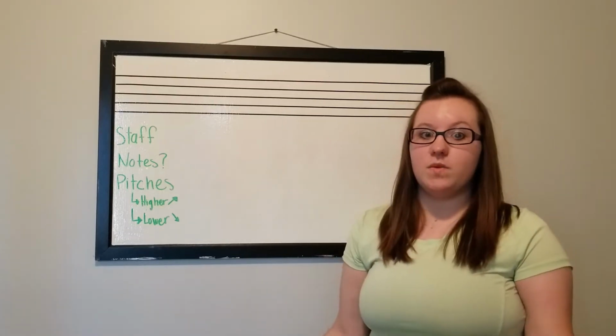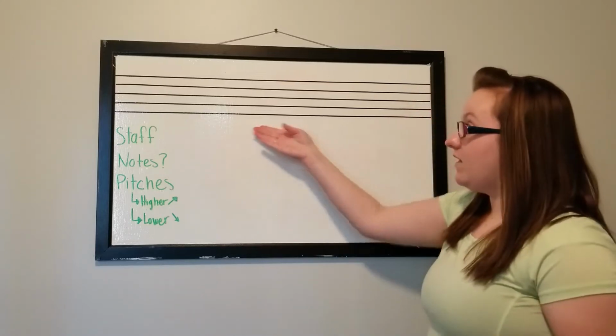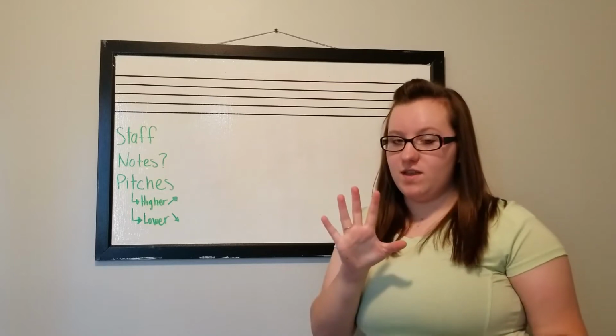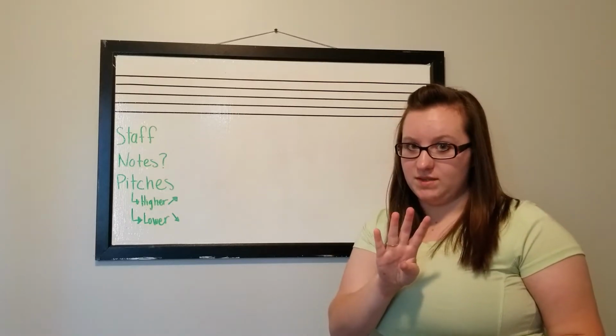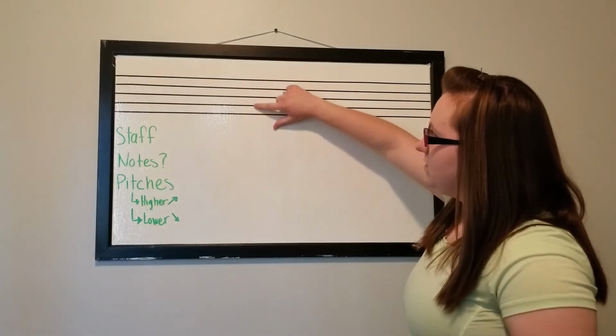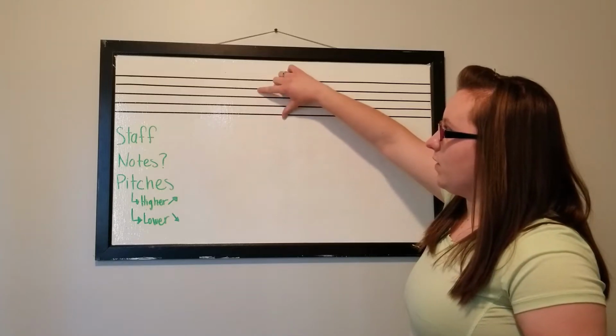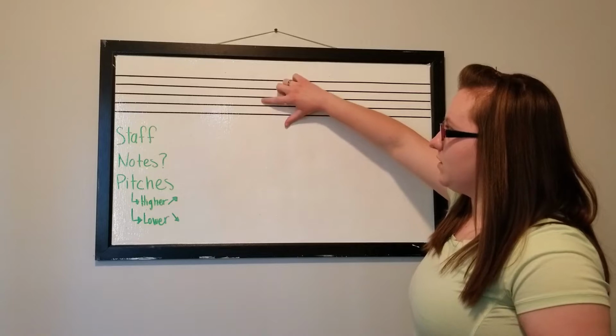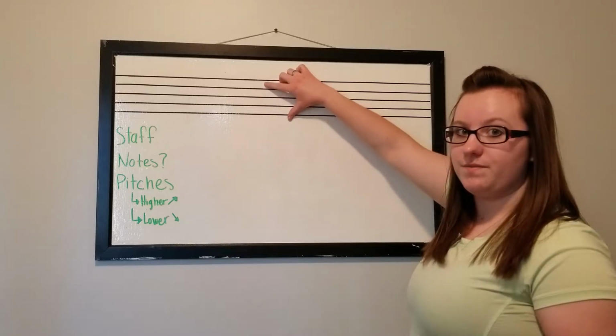Music is written on what we call the staff. This is what the staff looks like. It consists of 5 lines and 4 spaces. 1, 2, 3, 4, 5, and the 4 spaces. 1, 2, 3, and 4.